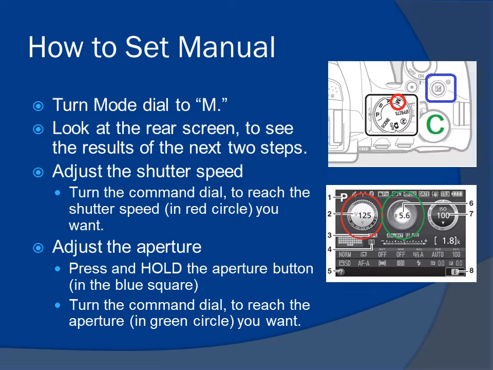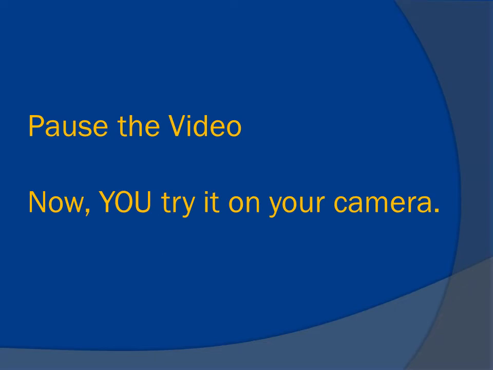How to set manual. Turn the mode dial to M. Look at the rear screen for the next two steps. Adjust the shutter speed. Turn the command dial, the green C, till the shutter speed in the red circle reaches the number you want. Adjust the aperture. Press and hold down the aperture button, that's the one in the blue square, and turn the command dial to reach the aperture in the green circle on the bottom picture till it reaches the number that you want. Pause the video. Now, you try it on your camera.